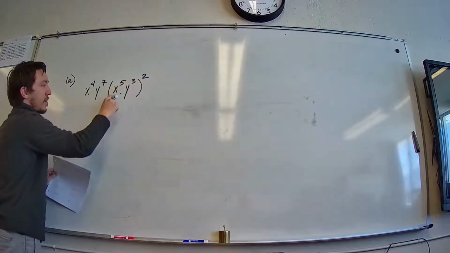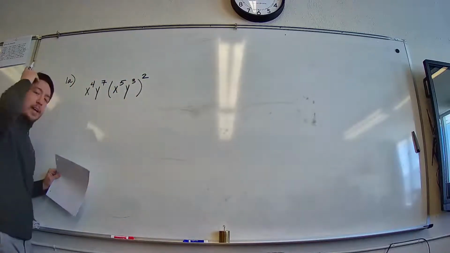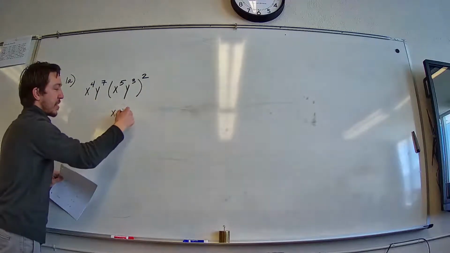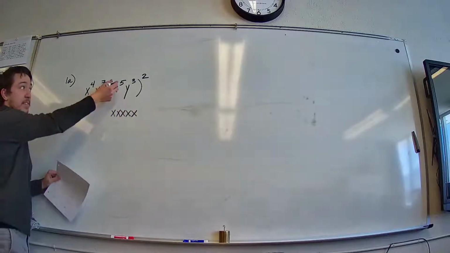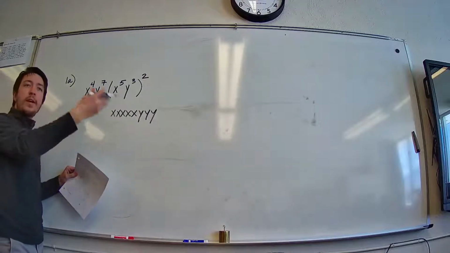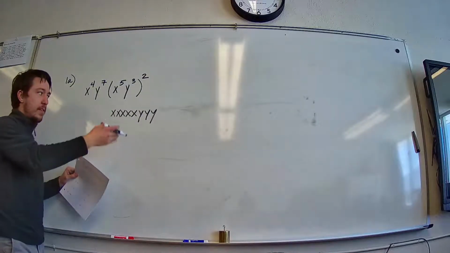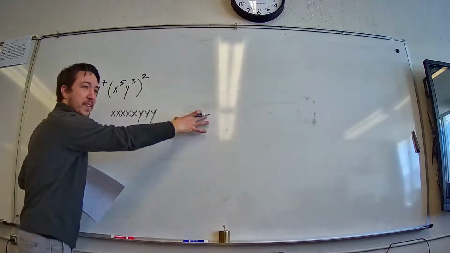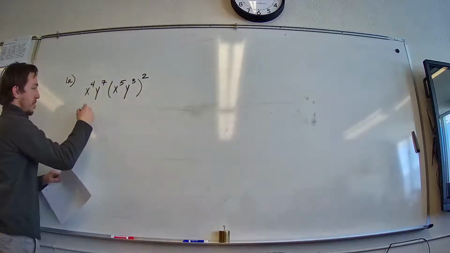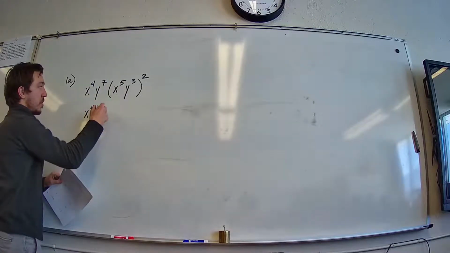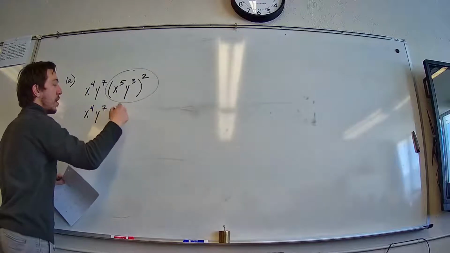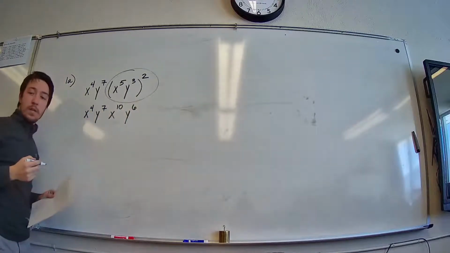if you squared this, now in your head you might be thinking of this as x times x times x times x times x, 5 x's and 3 y's. So if you square that, imagine a second copy of that next to it. How many x's would there be? There'd be 10. How many y's would there be? 6. So step 1 is this turns into x to the 10th, y to the 6th.